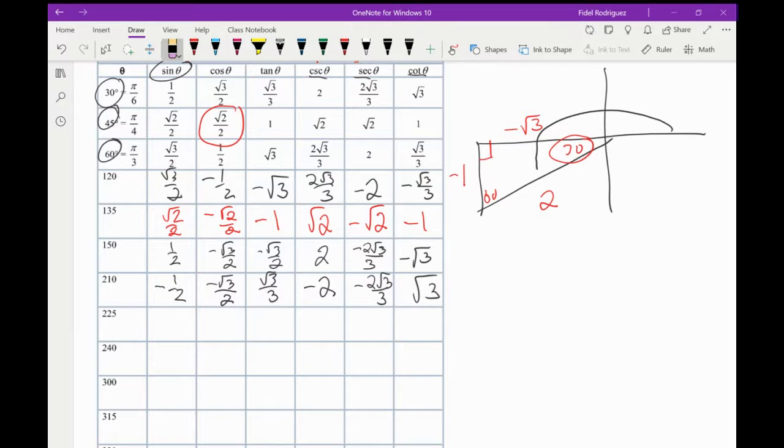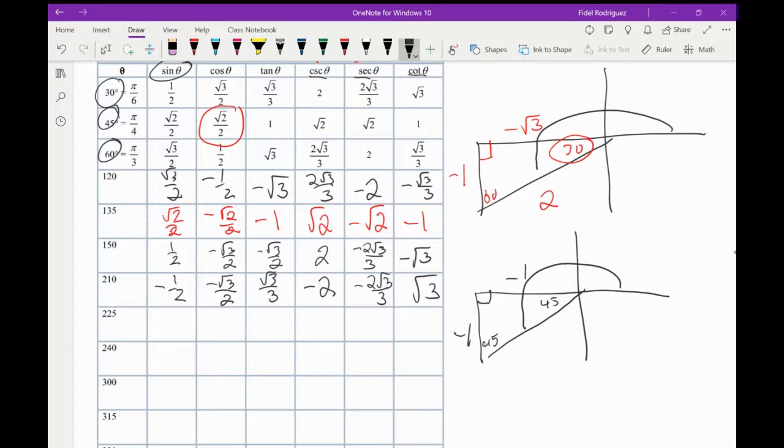Okay, so let's try another one. Let's try 225 degrees. So look, I'm going to draw my picture again, right? 225 degrees is going to be something like this. Anybody know what this angle is going to be? 45, right? So that's 45, and then that's 45. Here's my 90. Remember, these are both negative ones, and this is now square root of 2, right? Okay.